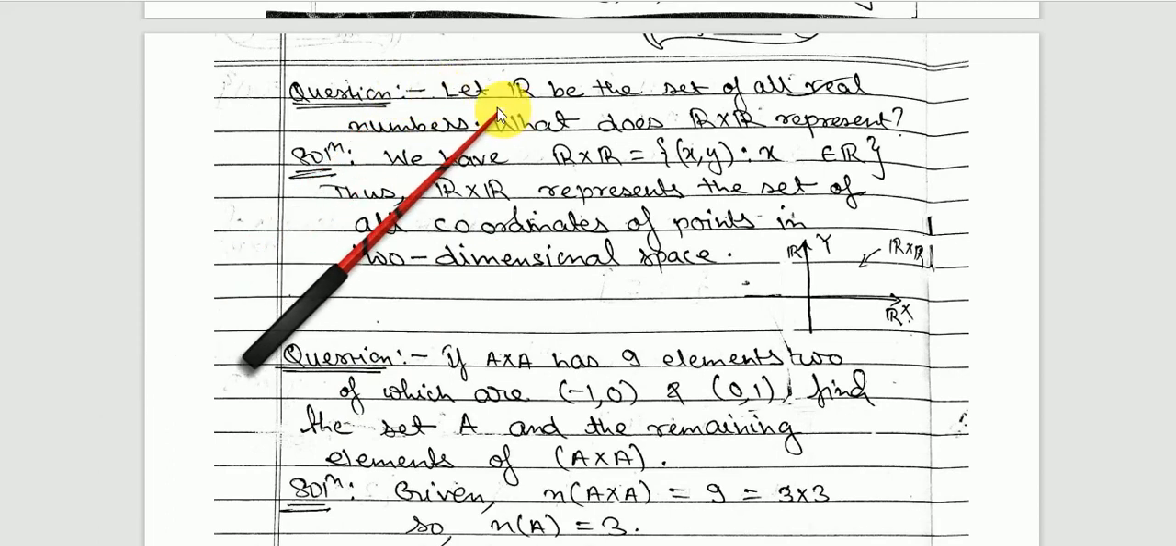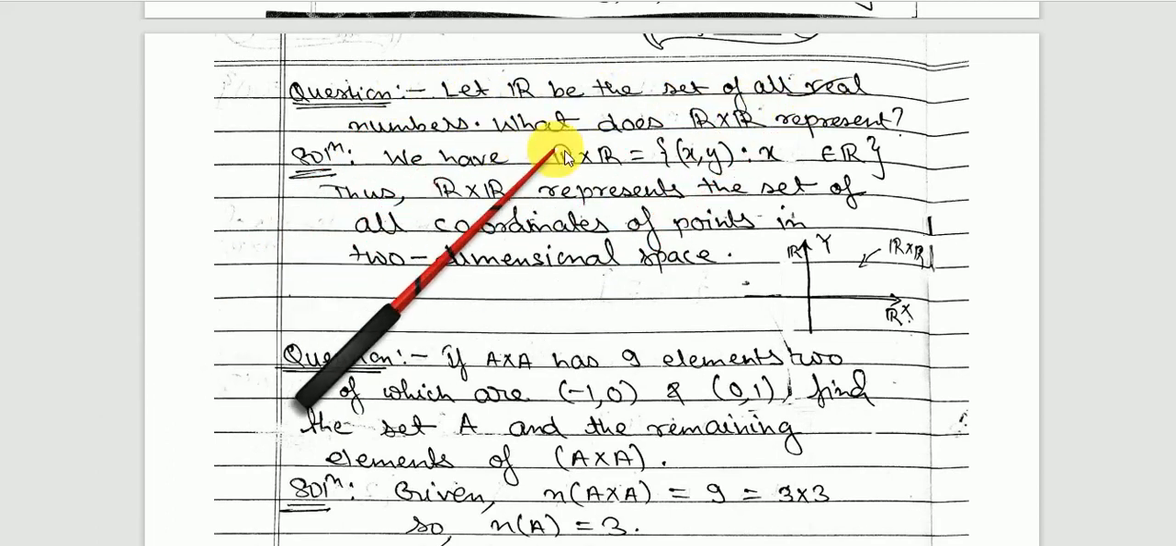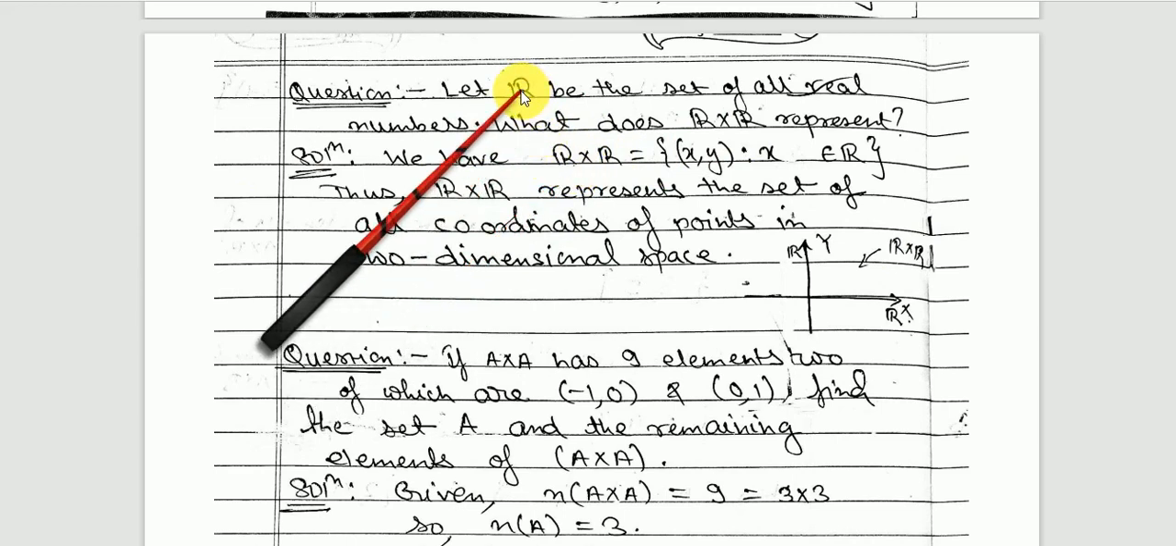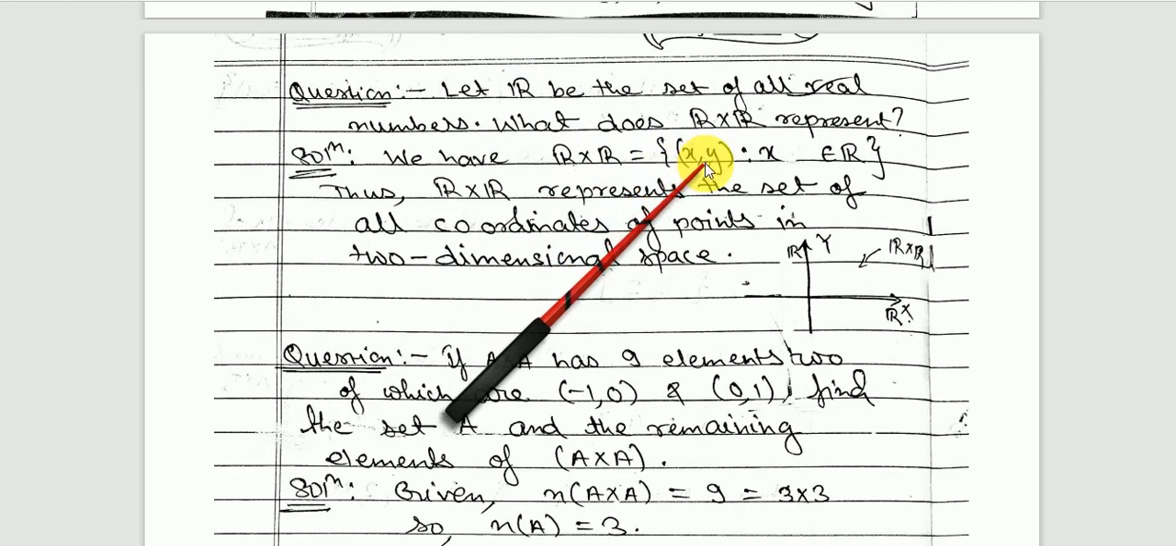Next is, let R be the set of all real numbers. What does R cross R represent? So here R is the set of all real numbers, and what does R cross R represent? So we have R cross R. It is the Cartesian product of set R. So R cross R will contain ordered pairs (x, y), where x and y both belong to R.